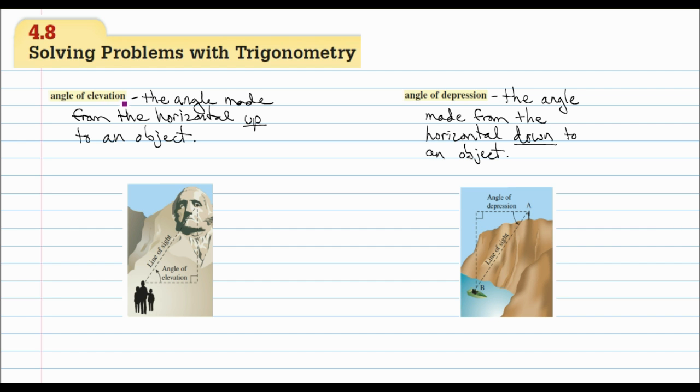First, we're going to be dealing with an angle of elevation, which is an angle made up from the horizontal up to an object. So in this case, these people, their horizontal up to the object would be an angle of elevation, whereas an angle of depression is an angle from the horizontal down to the line of sight with the object. So an angle down would be an angle of depression, an angle up from the horizontal would be an angle of elevation.